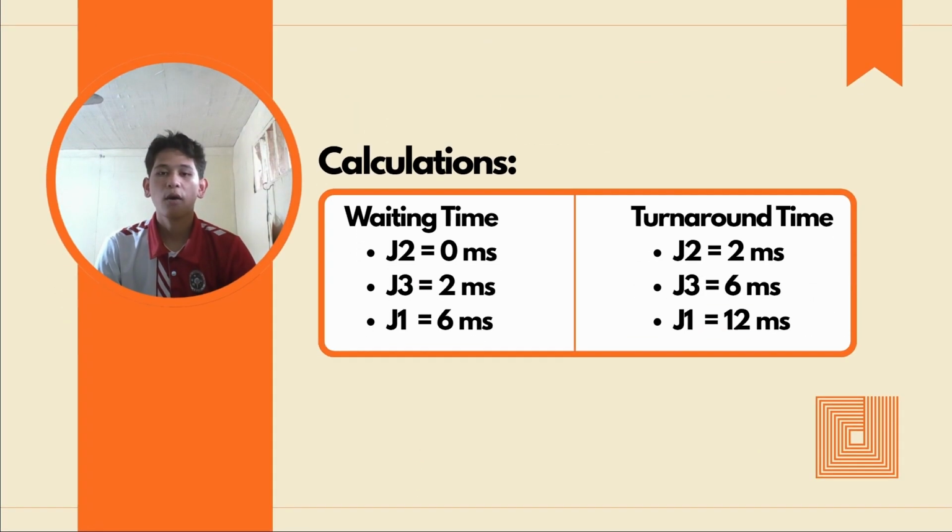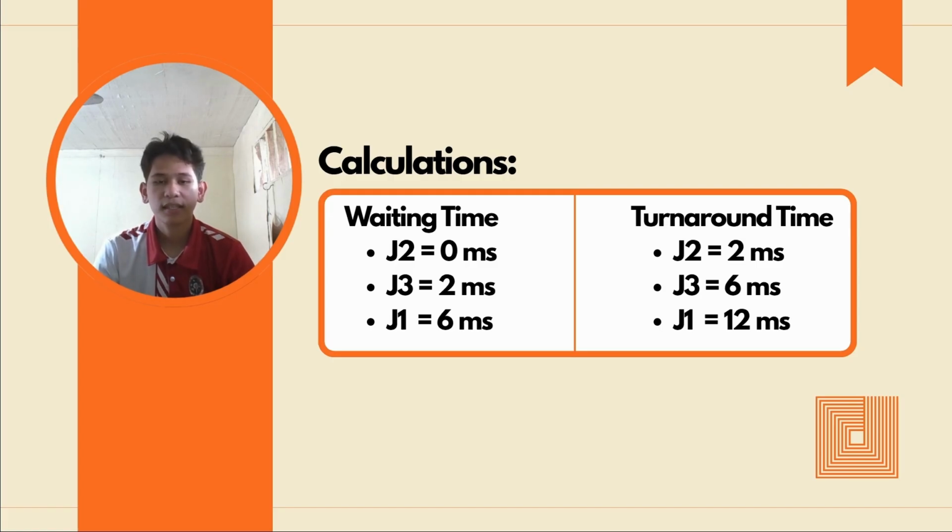Calculation. Waiting time is the total time a process waits in the ready queue before it starts executing on the CPU. Turnaround time is the total time from when a process arrives until it finishes execution. In our example, all print jobs arrive at the same time. J2 is executed first because it has only 2 pages, which is the shortest job. Since J2 starts immediately, its waiting time is 0 milliseconds and its turnaround time is 2 milliseconds.